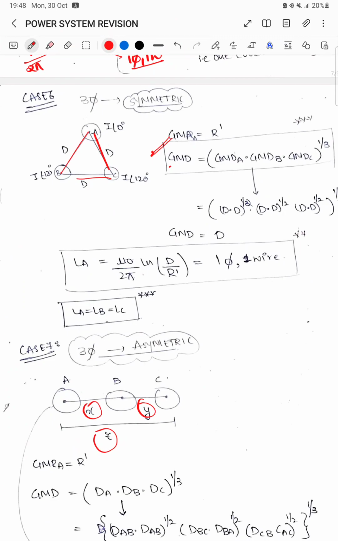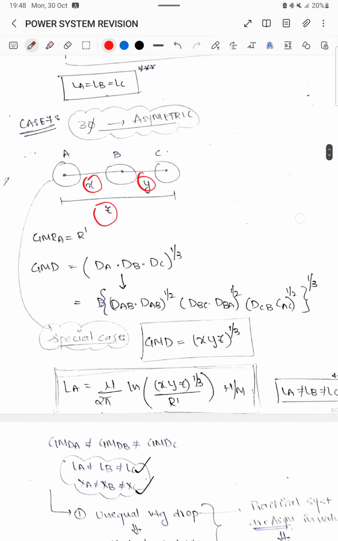So that's how we'll be able to calculate. Calculation of 3 phase symmetric is equivalent to single phase single wire. But when it comes to 3 phase asymmetric, we see the distance between them is x, y and z respectively, different phases. So in that case also GMR would be same in all the 3 cases.